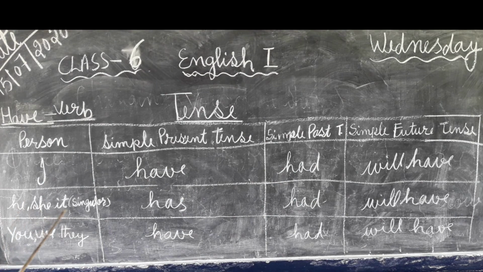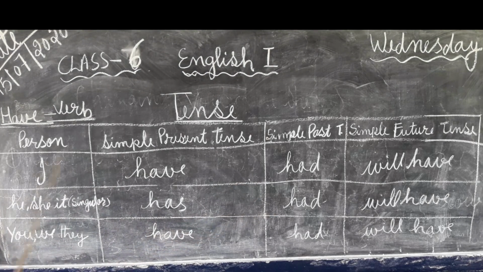He, she, it in the singular form. He has, he had, he will have. Then with she: she has, she had, she will have. It has, it had, it will have.